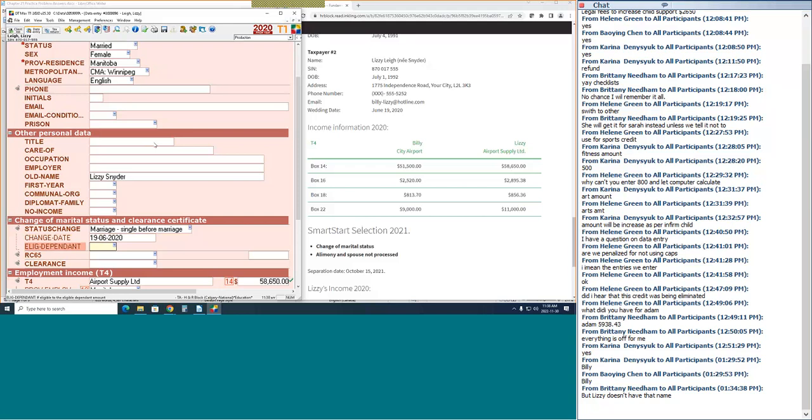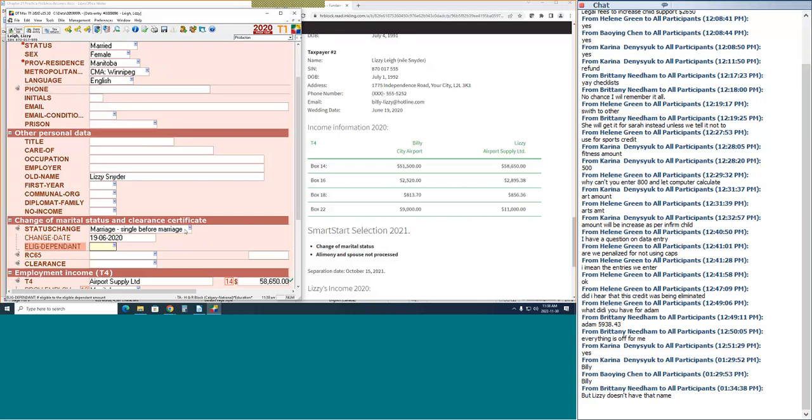RC65. They probably didn't. If they didn't, that's fine. They're going to change it now. But remember, if they were receiving benefits based on being single and they didn't file that RC65, you need to think about the fact that they were receiving benefits and go and tell them you're going to have to pay some of those back. So that's something to think about.